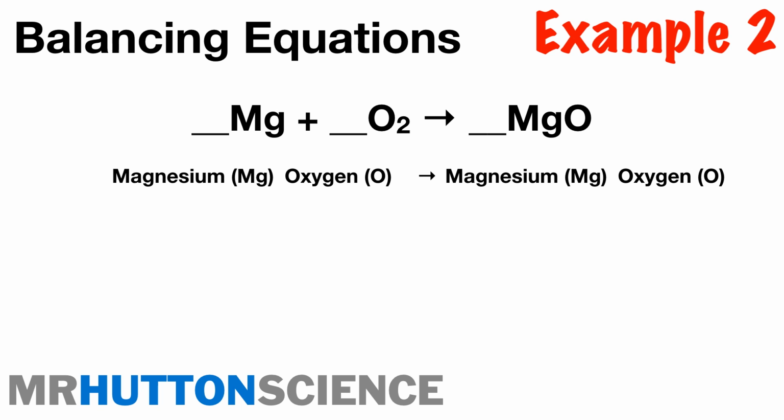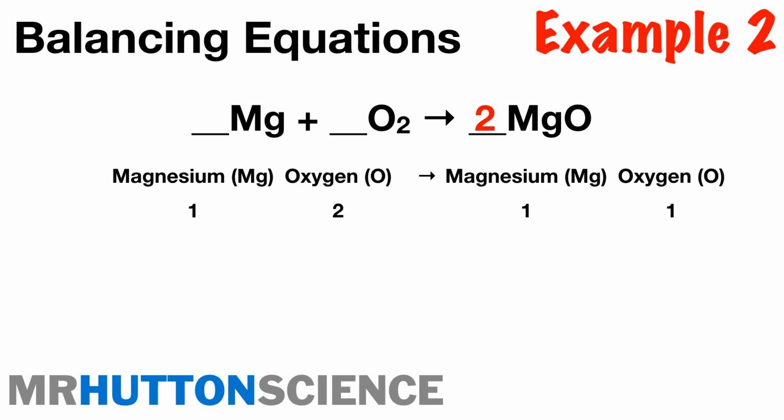And again, we start just by counting up the number of each type of atom we've got. So we've got 1 magnesium there, 2 oxygens, 1 magnesium and 1 oxygen. So straight away again, you can see that oxygen on the right is not in balance with the oxygen on the left. And again, you can't add in subscript numbers. Okay, so all we can do is change the number of magnesium oxides we have.